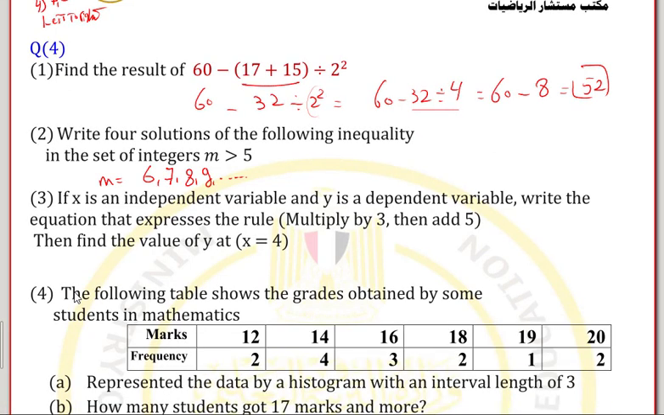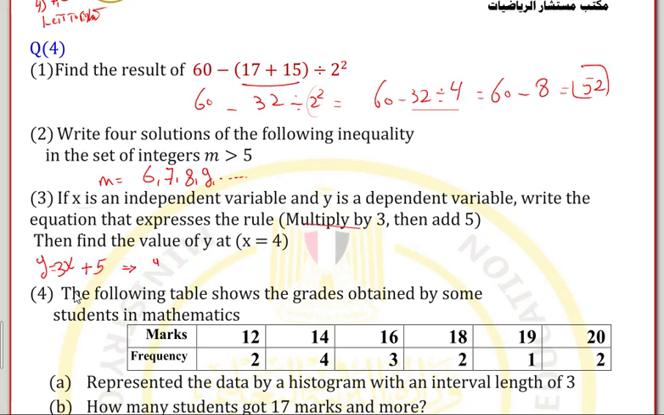Question number 3: if x is an independent variable, so x is going to be inside, and y is a dependent variable, so y is going to be outside. Write the equation that expresses the rule: multiply by 3 and then add 5, and then find the value of y at x equal 4. So it's easy. y is equal to x multiplied by 3, so 3x. Then add 5.